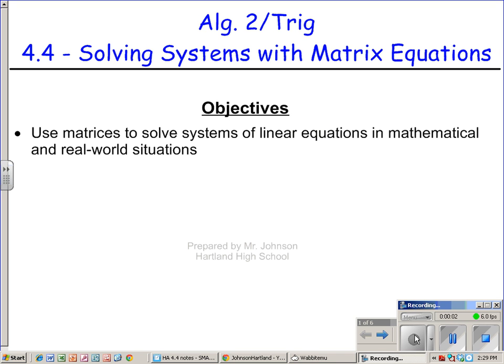Hello everybody, this is the notes for Algebra 2 Trig, section 4.4. This is the last section that we're going to be doing for this chapter. As you can see from the title, we're going to be solving systems using matrix equations.